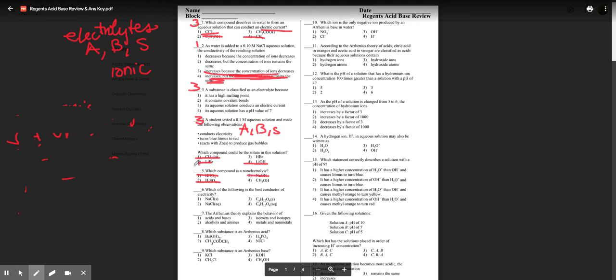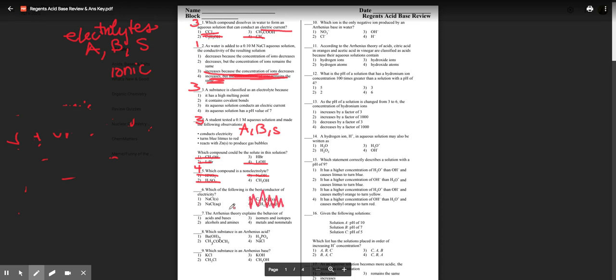So this is an alcohol, meaning that is our non-electrolyte. Which of the following is the best conductor of electricity? So we want acids, bases, or salts. None of these are on table K or L, so they're not acids or bases, but these are salts. So those are gone. By the way, 3 and 4 are sugars.